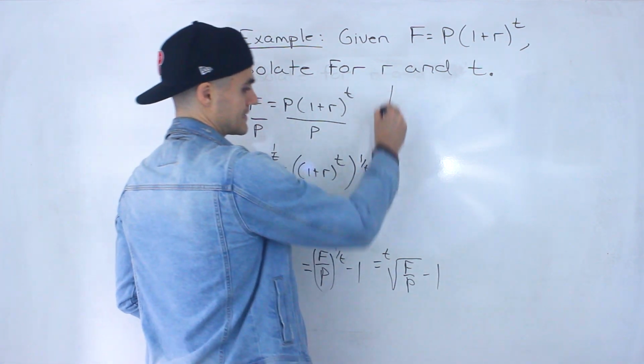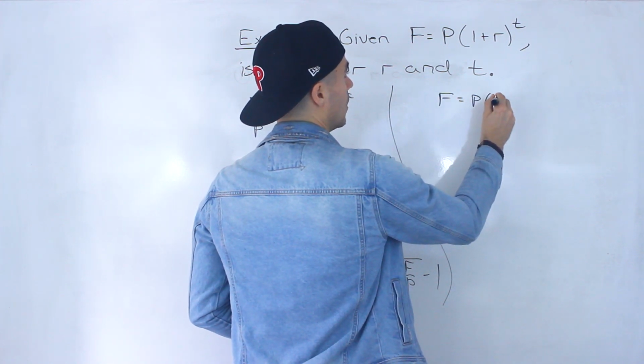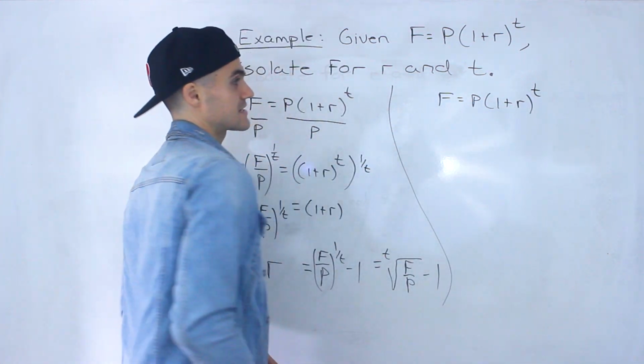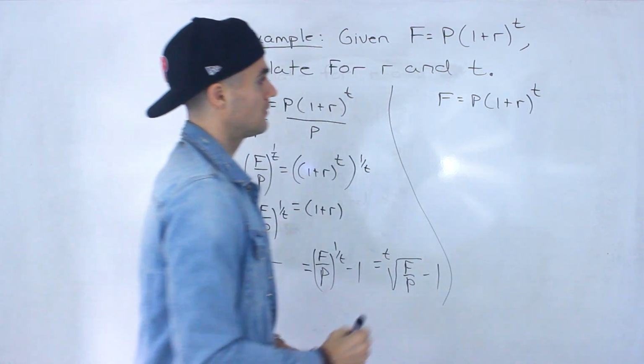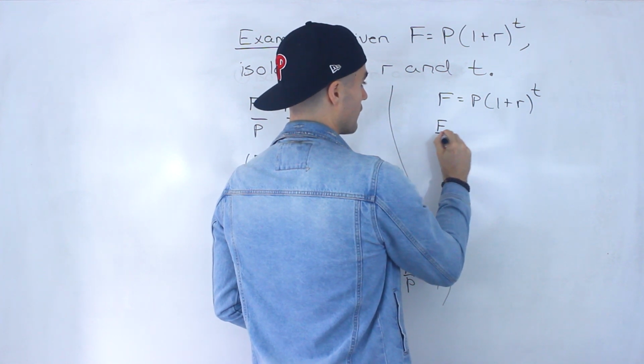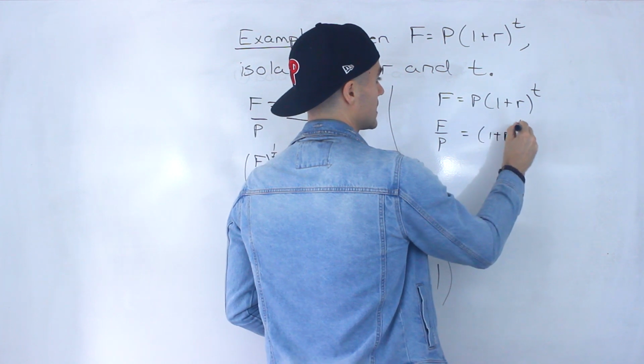Now what if we were to isolate t? So we would have f equals p times 1 plus r to the power of t. We've got to isolate for this exponent here. Same first step: divide both sides by p. So we'd have f over p equals 1 plus r to the power of t.